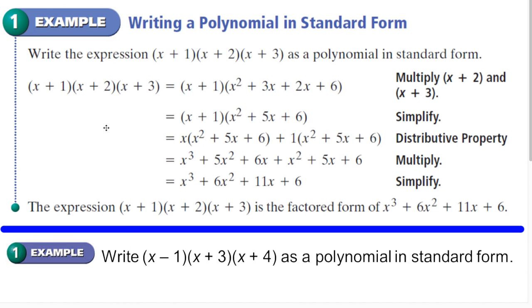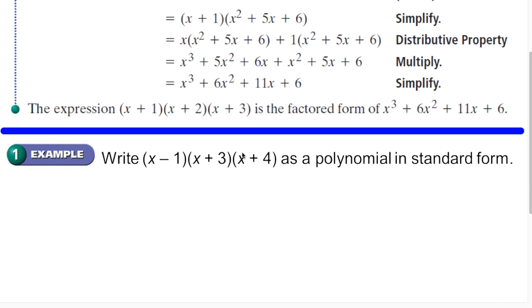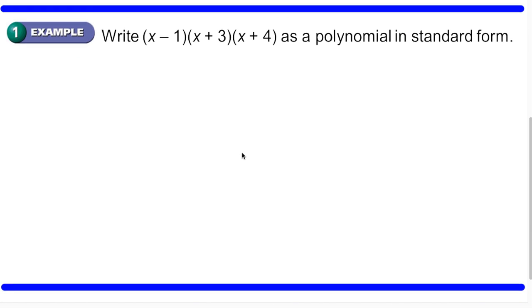So example 1, write a polynomial in standard form. Okay, we practiced this a little bit yesterday, or in 6-1 anyway, and hopefully this is just going to be a review for the majority of you. Again, I would start by multiplying two of them together and then finally using distribution to multiply that third binomial to the trinomial.